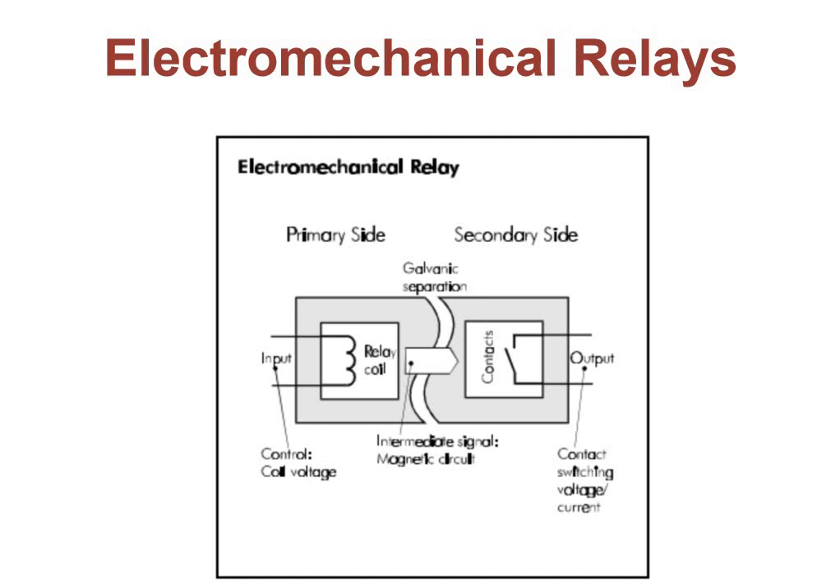Then optocouplers are also there. In this type of relay, the electronic switching element is controlled optically. On the primary side, an optical signal is transmitted by means of a light emitting diode, while a phototransistor acts as a receiver and controls the switching element. In this case, the optical connection provides the galvanic separation.